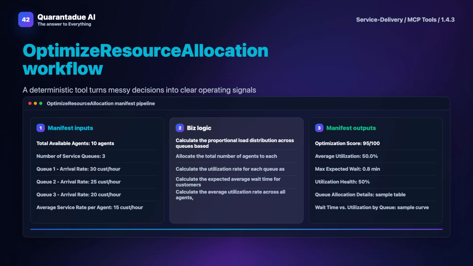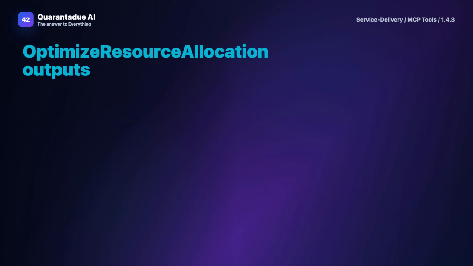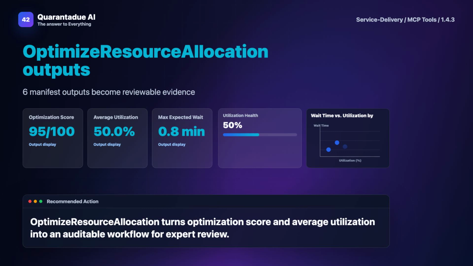For instance, if it detects a surge in requests for a particular service queue, it might recommend reassigning agents from a less busy queue. All recommendations are logged with an audit trail, showing the data and calculations that led to each suggestion. This is essential for compliance and review.